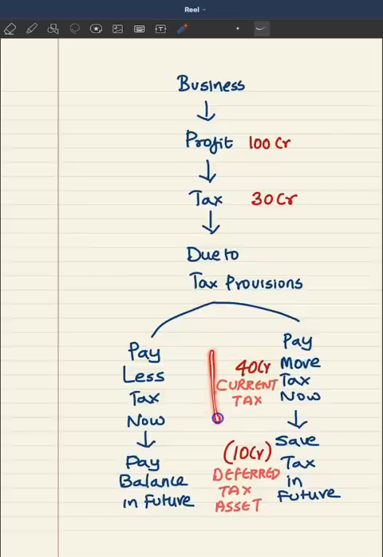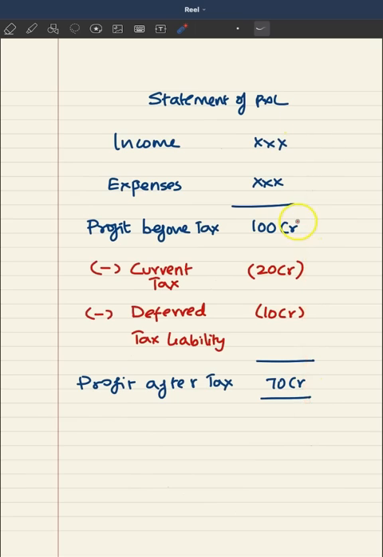So look at here, 40 crore will be shown as current tax and 10 crore will be shown as deferred tax asset, and it will be shown as a negative item, and it will also appear in the balance sheet asset side. Now let us understand both the scenarios and how it is helping the readers of financial statement. Look at the first scenario where the profit was 100 crore, current tax was 20 crore, deferred tax was 10 crore. So we were able to calculate profit after tax as 70 crore.